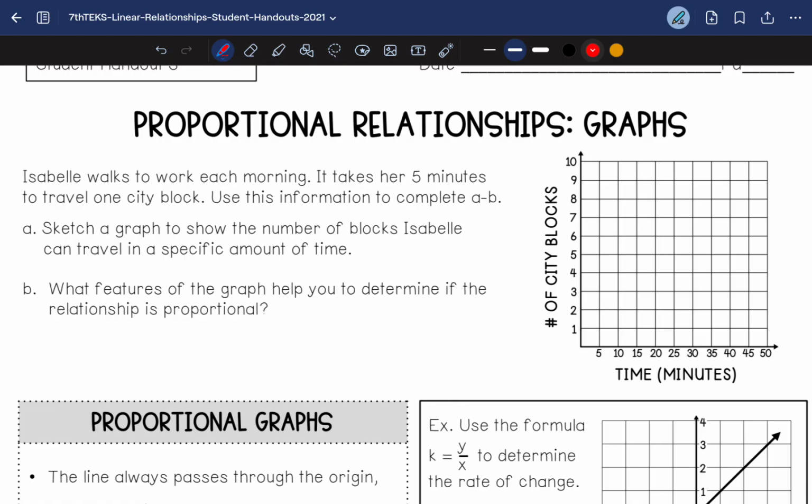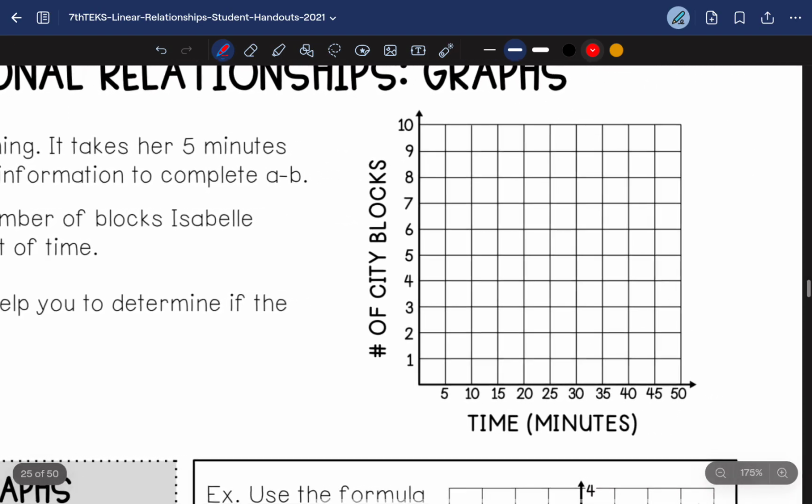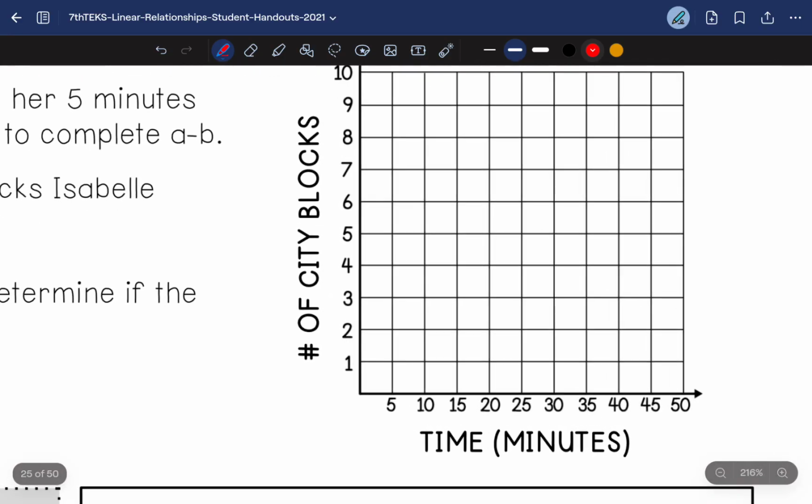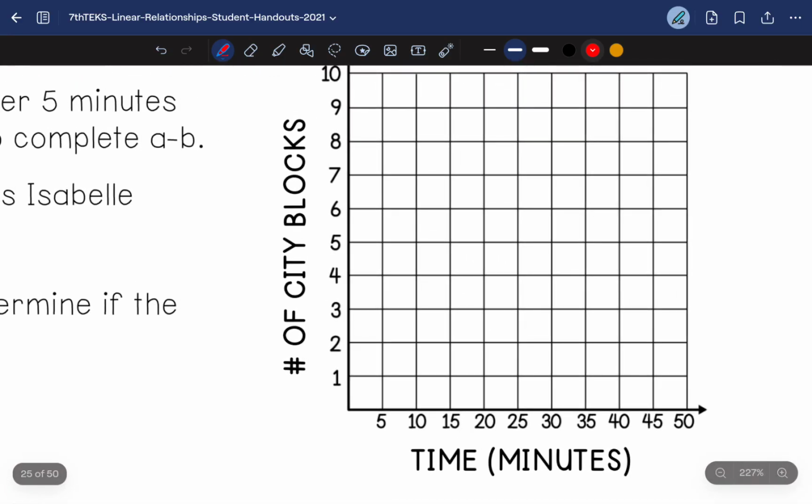A says to sketch a graph to show the number of blocks Isabel can travel in a specific amount of time. Well, what's important to know is it tells us it takes her 5 minutes to walk one city block. So I'm going to look at my table and pay attention to my x and y axis. So the x-axis is the one that goes left to right, and the y-axis is the one that goes up and down. So it takes her 5 minutes to walk one city block.